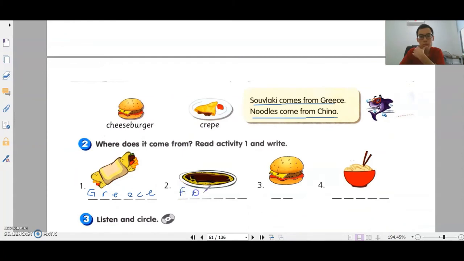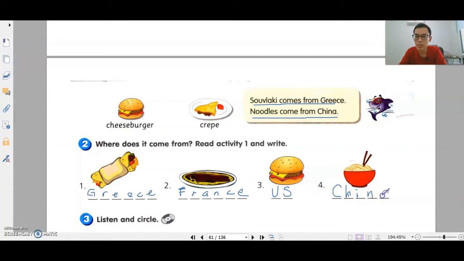You remember to use capital letter when writing proper nouns. Name of countries, we use capital letter. Cheeseburger, they are from the United States. So we write US. US stands for United States. And noodles, they are from China.